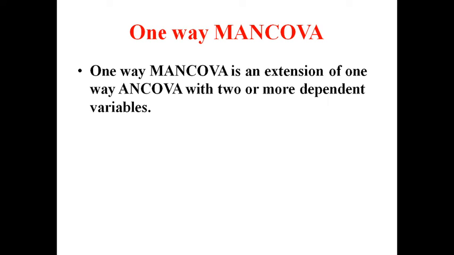So what is one-way MANCOVA? One-way MANCOVA is an extension of one-way ANCOVA with 2 or more dependent variables. In one-way ANCOVA, what we have seen, there is one independent variable, one covariate and one dependent variable. But in case of MANCOVA, there will be one independent variable that will be categorical, one covariate that will be continuous, and 2 or more dependent variables. So that's why we are saying one-way MANCOVA is an extension of one-way ANCOVA.